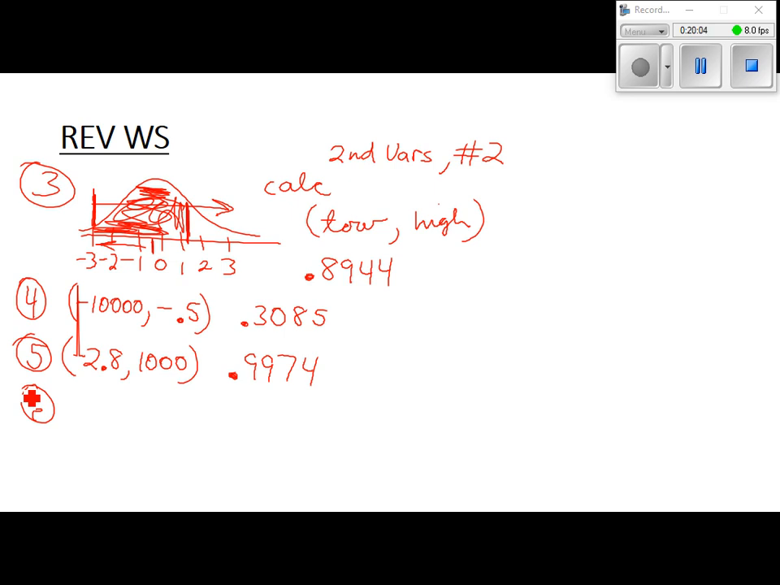Next one. I'm putting these down, sorry. These aren't numbers, are they? No. That was A, that was B, that was C, that was D.